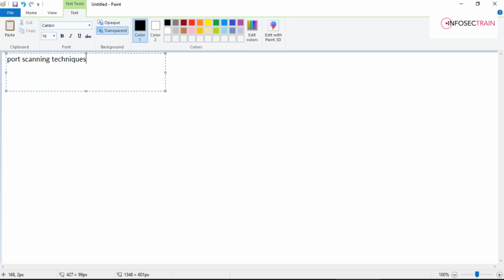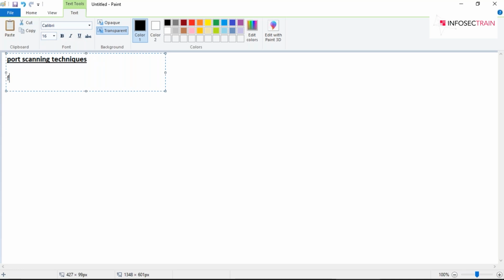So port scanning means you'll be getting information about the ports, whether the target machine's port is open or not, or any particular port is open or not. Depending upon that, you'll be finding the service, and depending upon the service, you'll be finding the vulnerability in that. So we have several techniques for port scanning, guys. What are the techniques we have? These are the techniques that I'll be typing now.